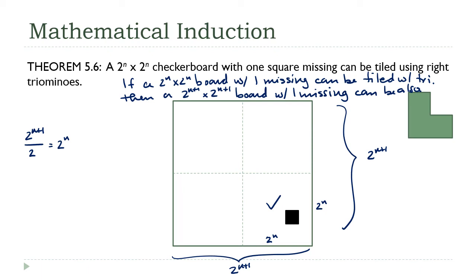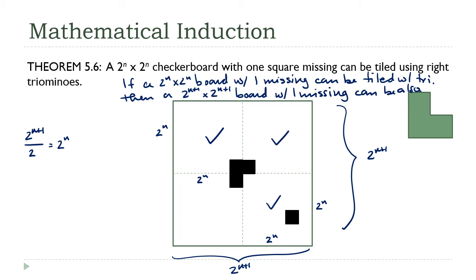Okay, so how about the others? Well, here's what I'm going to do. I'm going to remove some squares from the other ones. I'm going to do it really carefully. First, I'm going to take out that square. When I do that, this upper right-hand square is 2^n by 2^n with 1 square missing. So again, by that induction hypothesis, that one can be tiled. All right, now I'm going to do it again. Now I'm going to pick this square. Now this upper left-hand corner is 2^n by 2^n with 1 square missing. So this one can be tiled.